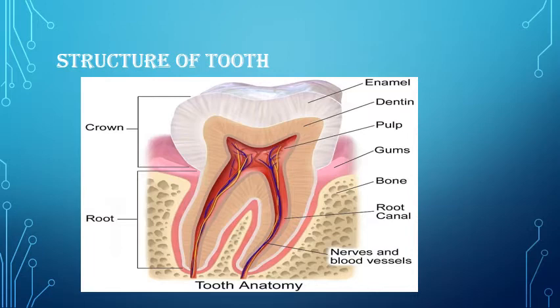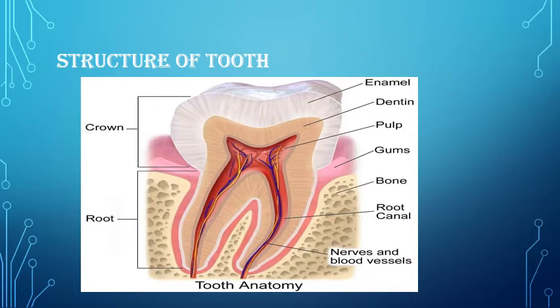So there are four types of teeth. Incisors, which are used to cut or bite our food. Canines, which are used to tear the food. Premolars, which are used to crack the food. Very good. Now the molars, which are used to grind or chew the food. Till here we have learned in the previous video. Now today we will start a new topic, that is structure of tooth.